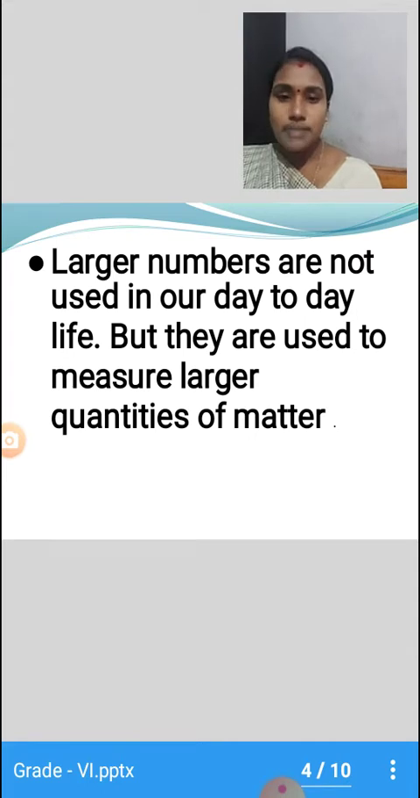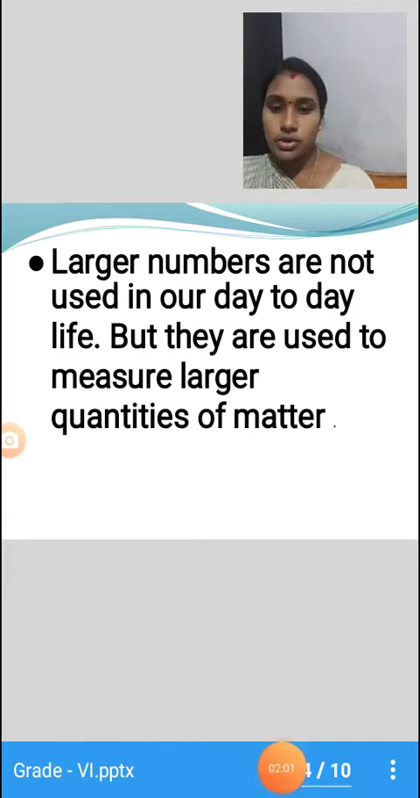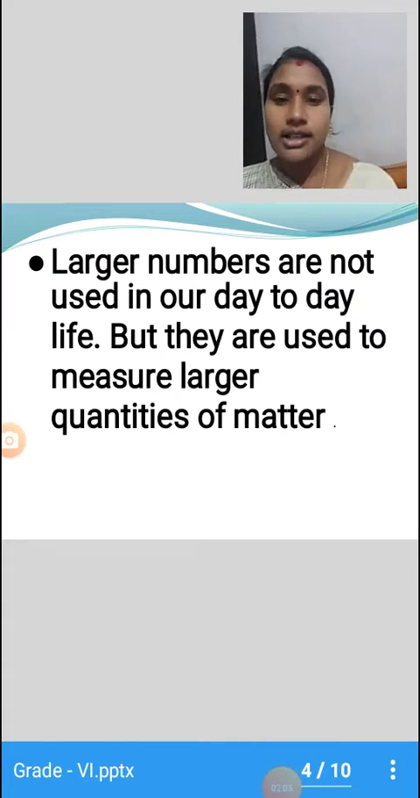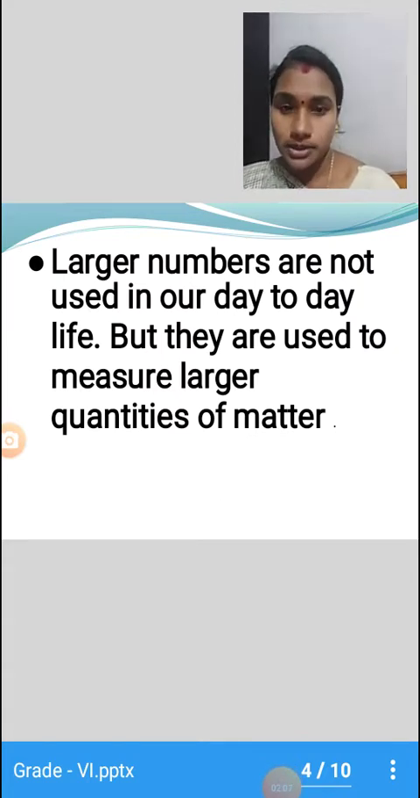What is matter, children? Matter is of 3 types. As you have learnt in science, matter is of 3 types. What are they? Solid, liquid and gases. So in maths we have 3 quantities of matter, that is length, volume and weight.